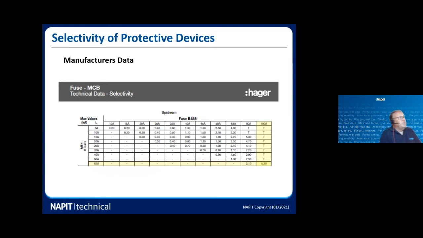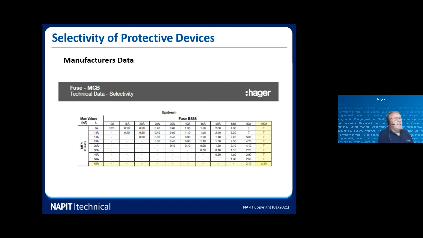So, for example, this table is from one of our brochures and tells you some selectivity information between upstream BS88 fuses of different ratings, from 10 amps all the way to 100. On the side, you can see it's related to B curve circuit breakers, 6 amp to 63 amp. In the yellow, we've got the 100 amp fuse. If you cross-reference that on the left-hand side to the 63 amp MCB, you'll see a value of 5.3 in that box.